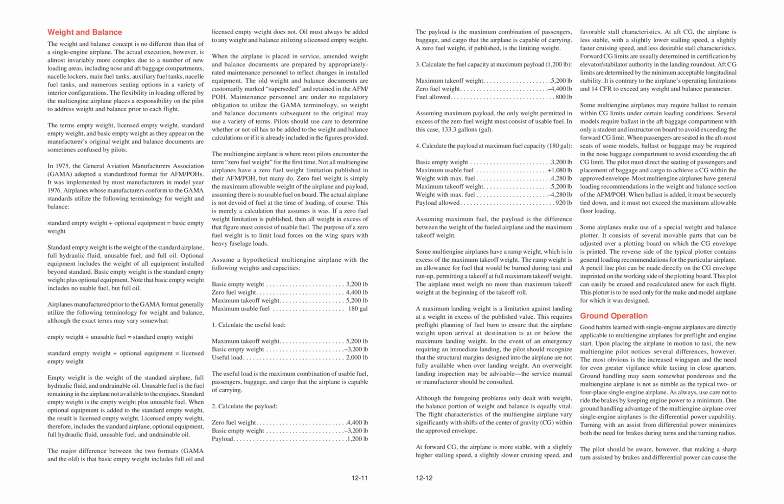Ground operation good habits learned with single-engine airplanes are directly applicable to multi-engine airplanes for pre-flight and engine start. Upon placing the airplane in motion to taxi, the new multi-engine pilot notices several differences, however. The most obvious is the increased wingspan and the need for even greater vigilance while taxiing in close quarters. Ground handling may seem somewhat ponderous, and the multi-engine airplane is not as nimble as the typical 2- or 4-place single-engine airplane. As always, use care not to ride the brakes by keeping engine power to a minimum.